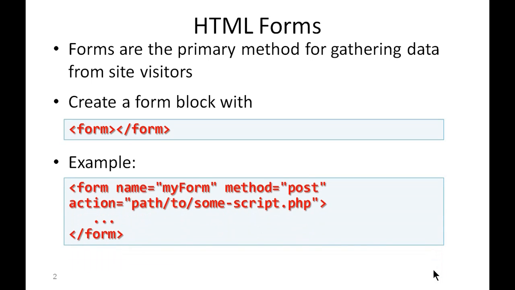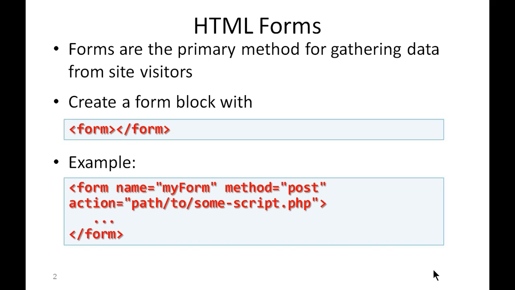The HTML form tag is used to create an HTML form, and it has the following syntax. Okay, this is one of the examples of an HTML form. Syntax means a standard way to write the form. So you can see the form tag opening, then name is equal to myform. Okay, the form name is myform. Name is an attribute and the value is myform. Then method is equal to post. We will see what the method is also. Action is equal to path slash to slash some script dot php.